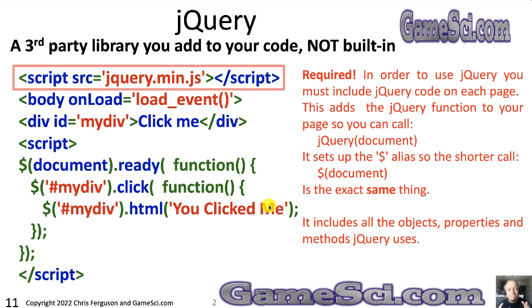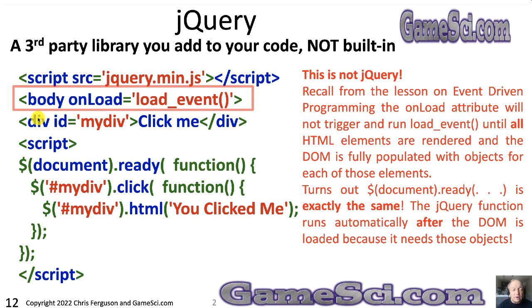Let's look at a more complete example all in one screen. We're going to say script source equals jQuery.min.js. This is required. In order to use jQuery, you must include the jQuery code on each page. This adds the jQuery function to your page so you can call jQuery and pass it the document object. This also sets up the $ sign alias, so the shorter call $document is the exact same thing. It includes all the objects, properties, and methods that jQuery uses. This is how you add the third-party library to your program. Once you've added it, you can start using it on your page.